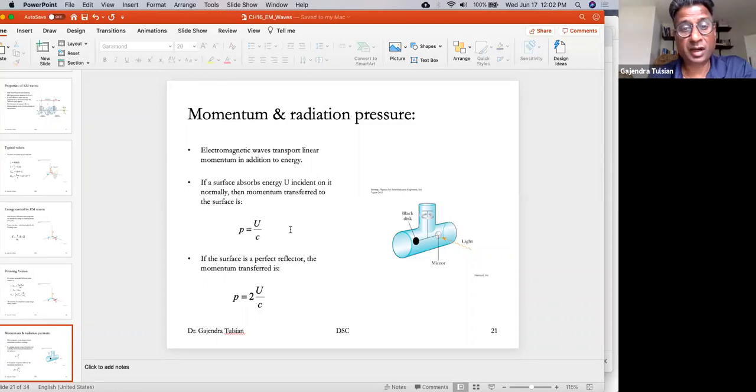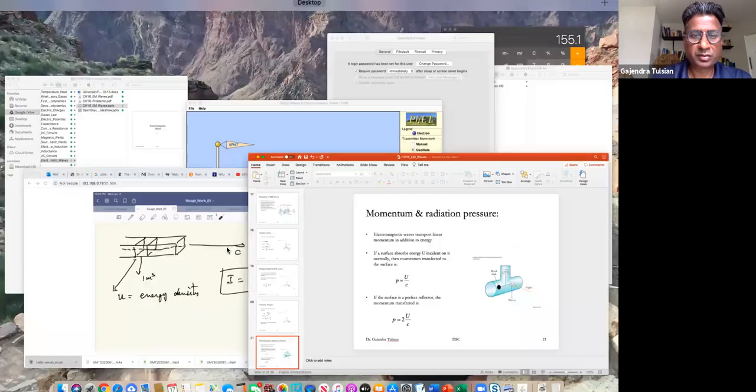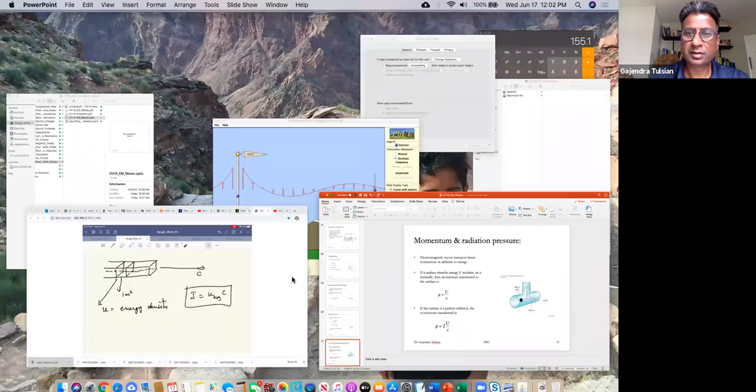So photons carry momentum. If a beam of light is absorbed, this much momentum is transferred to the object. The momentum transferred is the energy absorbed divided by the speed of light. Now here's how you remember this.